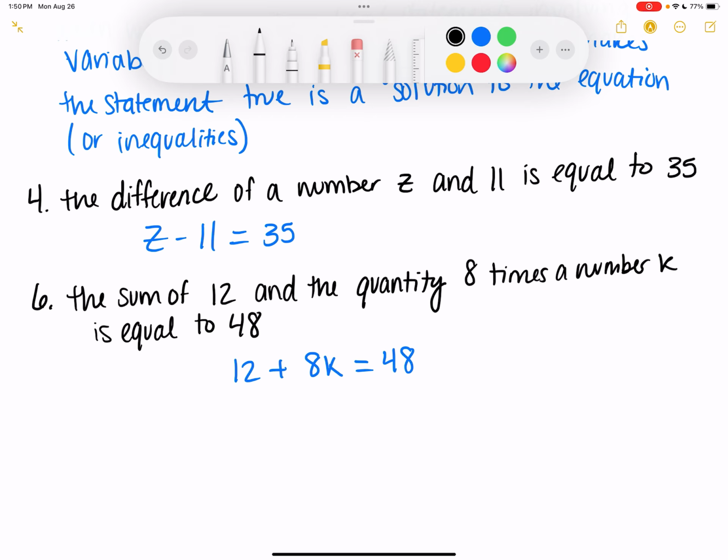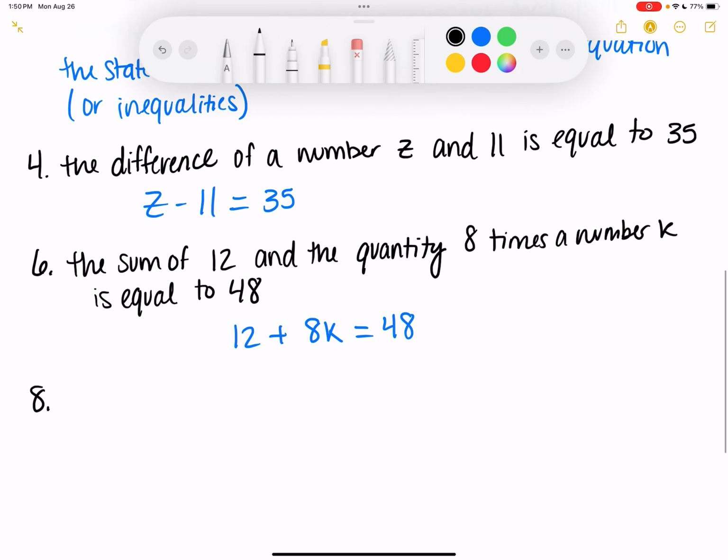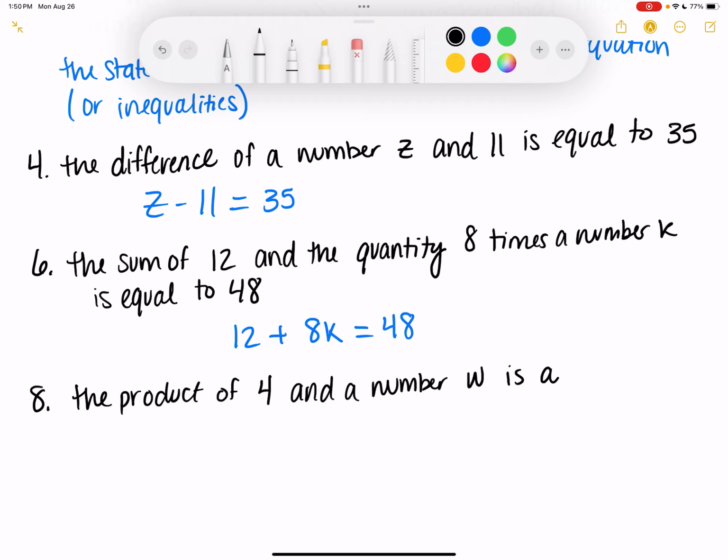All right, this next one, number 8. The product of 4 and a number w is at most 51.